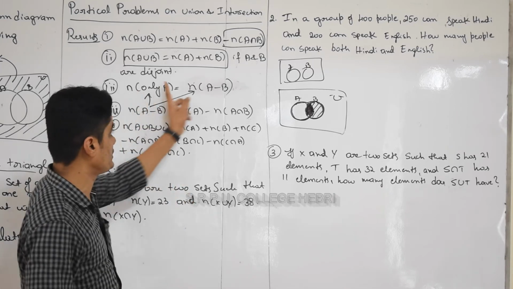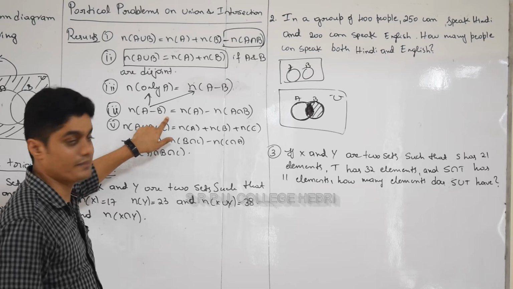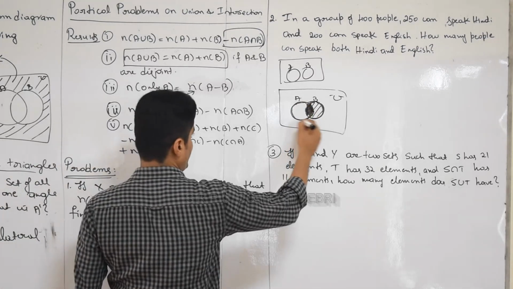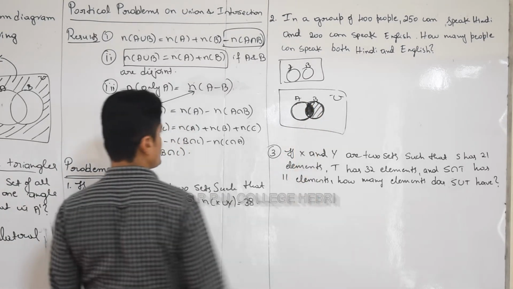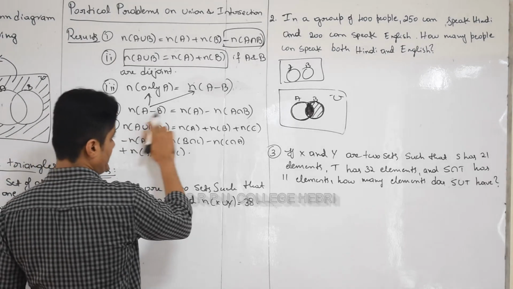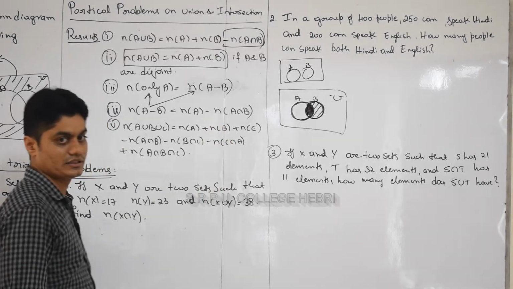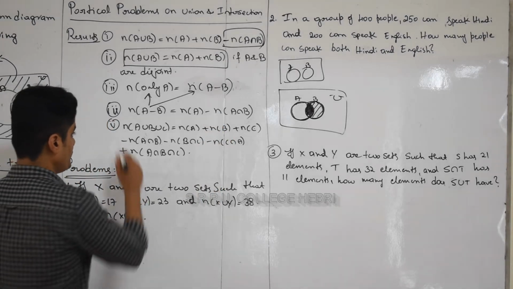So remember, N of only A is N of A minus B, and N of A minus B is equal to N of A minus this region which is common to both, that you have to remove. So remember, N of A only is nothing but N of A minus B. N of A minus B can be calculated like this. Now I'll give you one more formula.